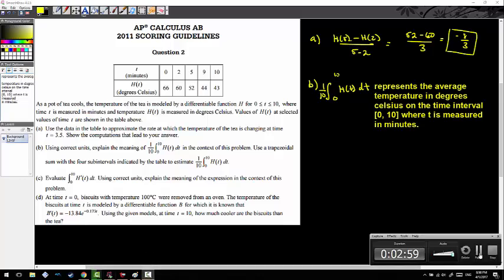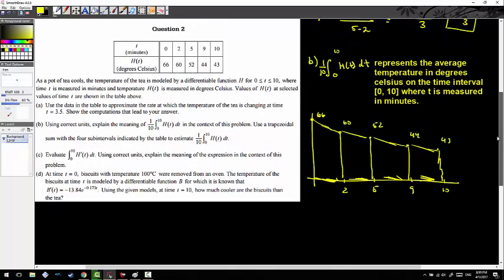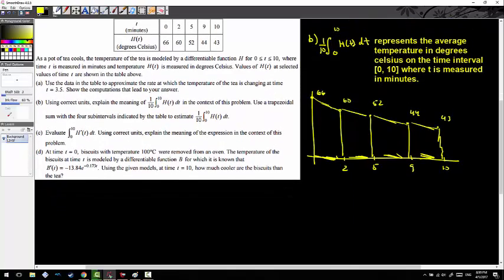Give me a second. Okay, cool. So I've got my little graph drawn there. And I'm going to go ahead and use a trapezoidal sum with 4 subintervals. What do you know? 1 trapezoid, 2 trapezoid, 3 trapezoid, 4 trapezoid. Cool. So I'm going to add those up, and by adding them up, I'm going to estimate this value. The area of a trapezoid is going to be 1/2 height times base 1 plus base 2.